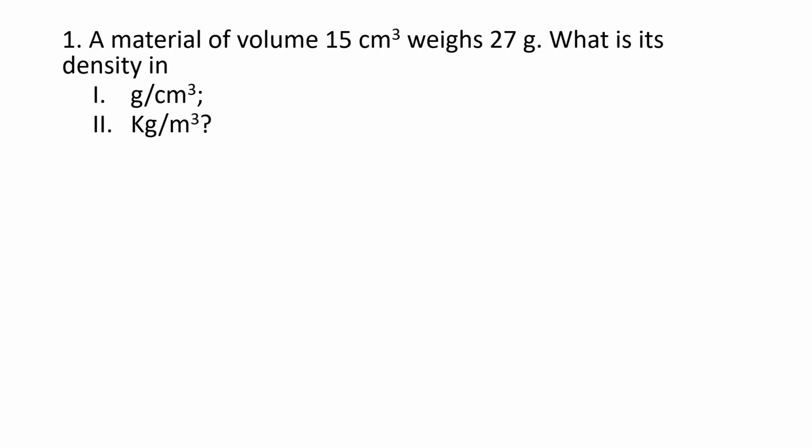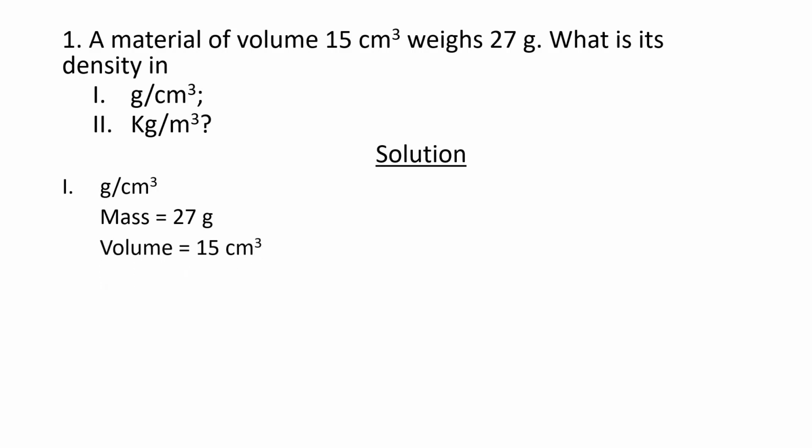So let's take the first one. Let's solve the gram per centimeter cube (I). In the question, mass was given as 27 grams. Then volume is given as 15 centimeters cube. Density was not given, so we are going to find density, and the density should have the unit gram per centimeter cube. That's for the (I). So you quote our formula: density equals mass over volume.